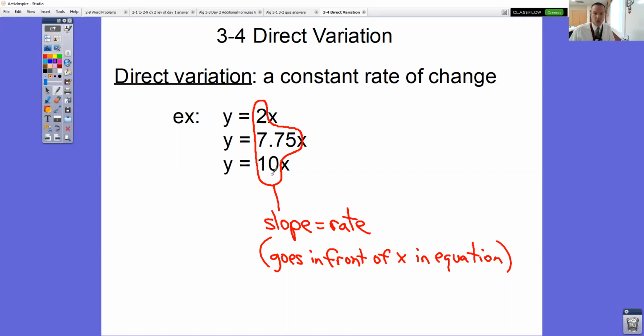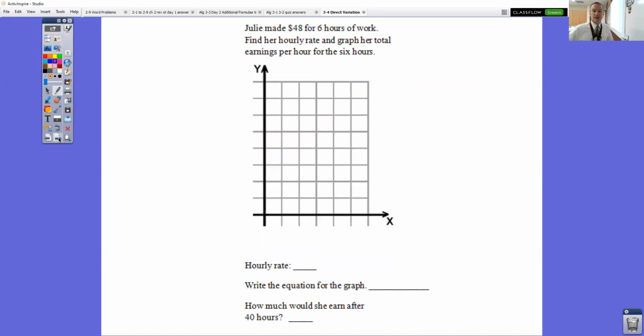That's also your rate or rate of change. That 2, that 7.75 and that 10 that's in front of the x. Your slope or your rate always goes in front of the x. In today's particular questions, you're not going to have a plus or minus after the x. We're just going to put our rate in front of the x because we're always going to be starting at 0. So let's take a look at this first one.